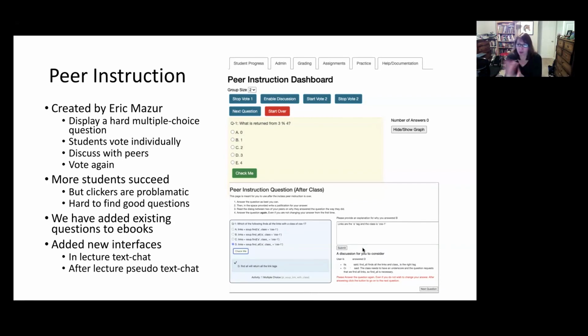Now we're thinking that in the future, we're likely to get a new grant that will let us use ChatGPT to try to make that interactive, even if you're answering asynchronously. So we're excited about that.